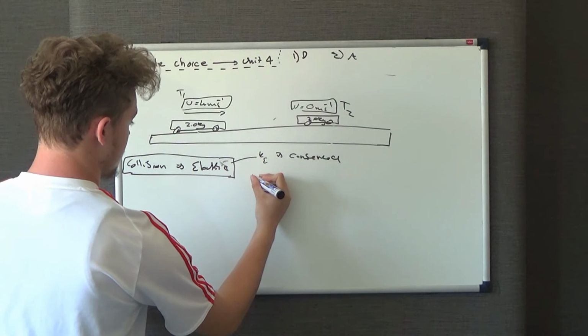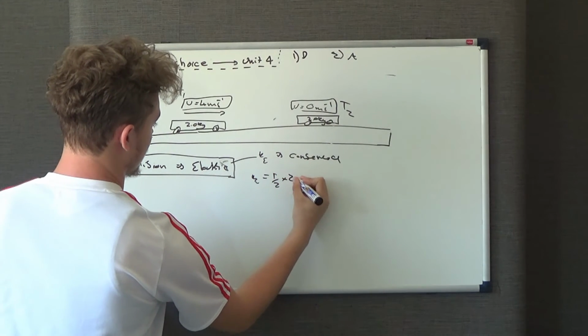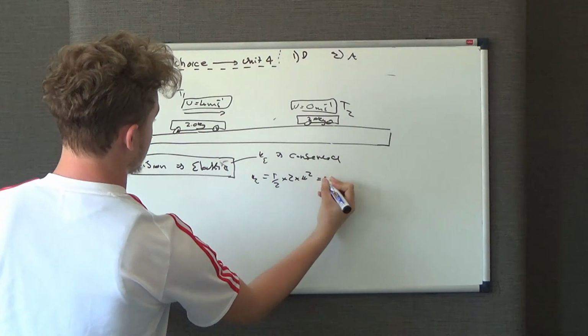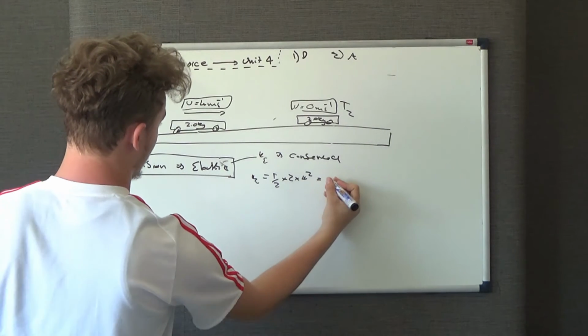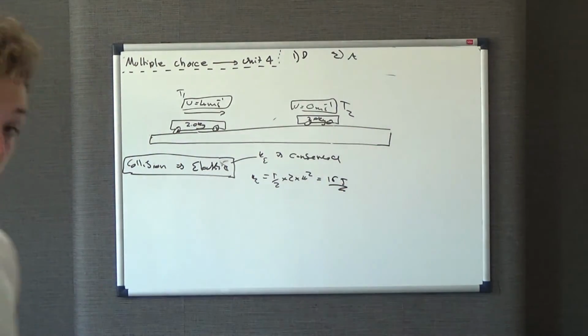So the kinetic energy before is a half of mv squared: half times 2 times 4 squared, which is the same as doing 1 times 4 squared, which is 16. So the kinetic energy before is 16 joules.